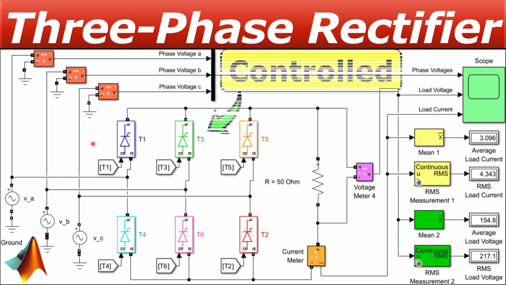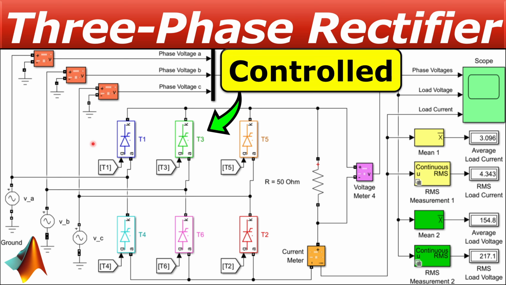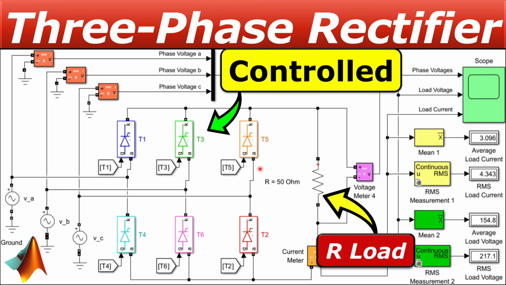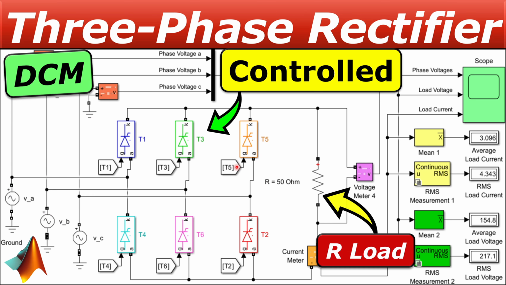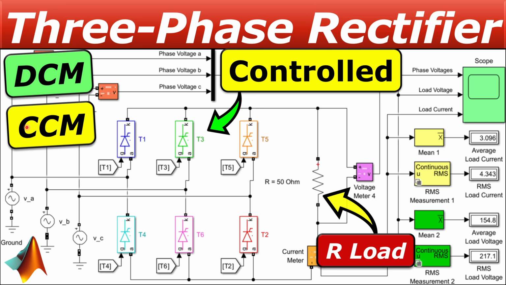In this example we'll discuss the controlled three-phase rectifiers using thyristors, and we will discuss a resistive load in this case. We will see two operating modes or two conditions. The first one is the DCM, which is the discontinuous current mode. The next one is the continuous current mode, which is the CCM. We will see also what the differences are between each of these conduction modes.